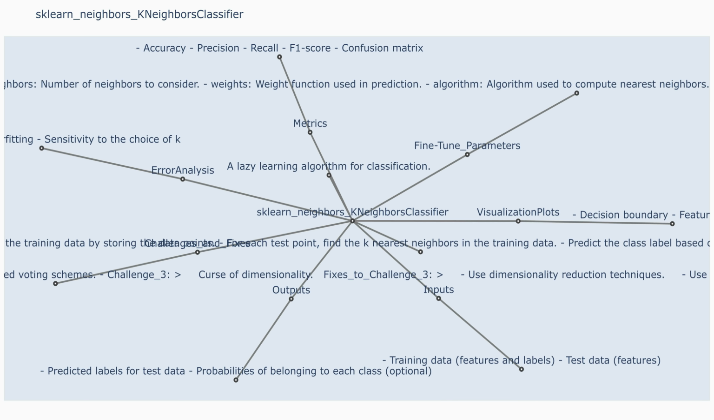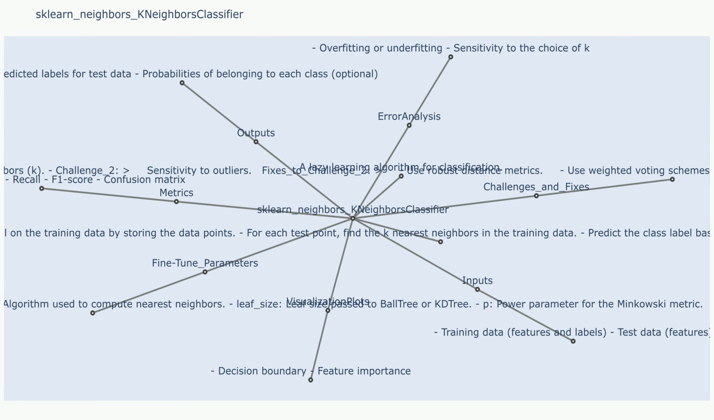sklearn.neighbors.KNeighborsClassifier. Description. The K-neighbors classifier is a non-parametric, lazy learning algorithm used for classification. It predicts the class of a new data point based on the classes of its k nearest neighbors in the training data. The algorithm stores all training data and classifies new data points by comparing them to the existing data points.